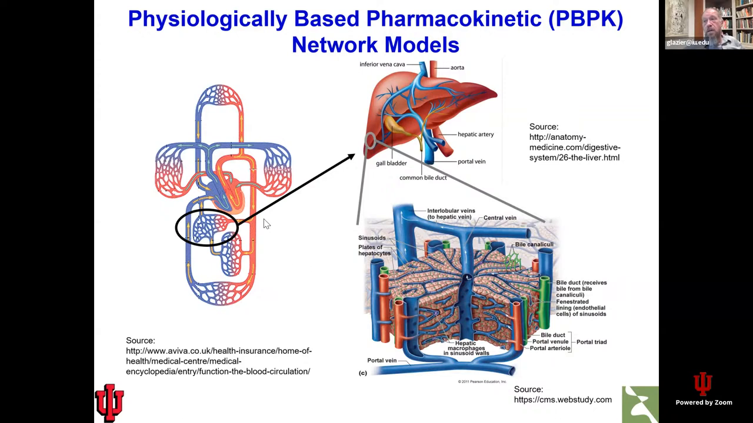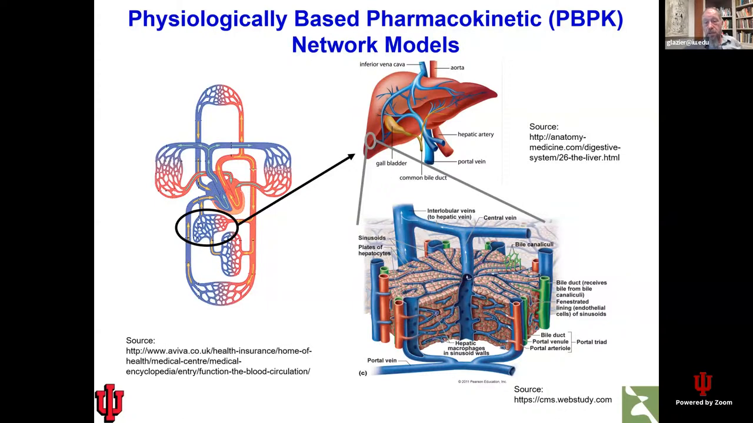You have the heart and its chambers. Of course, if you're not a mammal, you might only have two chambers in the heart instead of four. So it could be different. You have the lungs here. You have the liver, the kidneys, the other organ systems, and you have flow. And so here you're transporting a chemical species throughout the body.